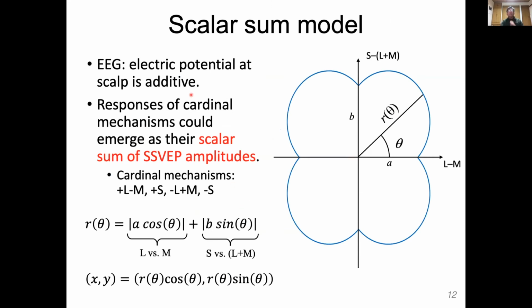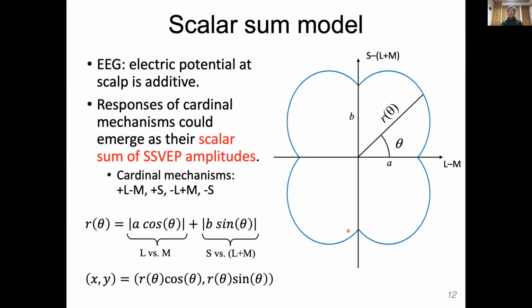The reason why we are assuming this is because the EEG technique is recording the electric potential at the scalp in an additive manner. So if different kinds of electric sources are activated at the same time, the potential that emerges at the scalp will be just a simple summation of these electric potentials. So we can assume that the amplitude will be the sum of the M component and the S component. So the expected trajectory would be like this.